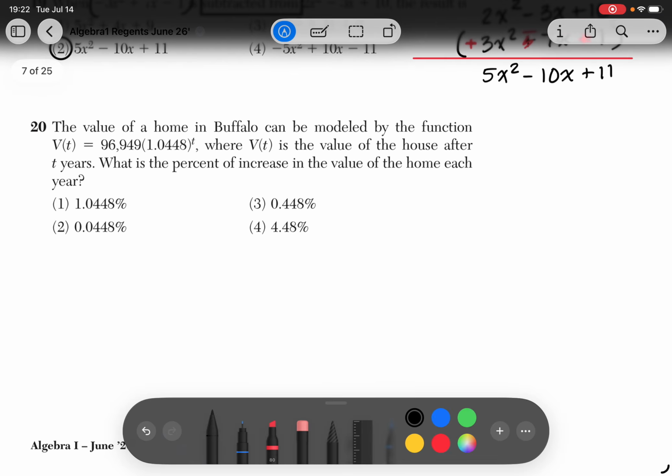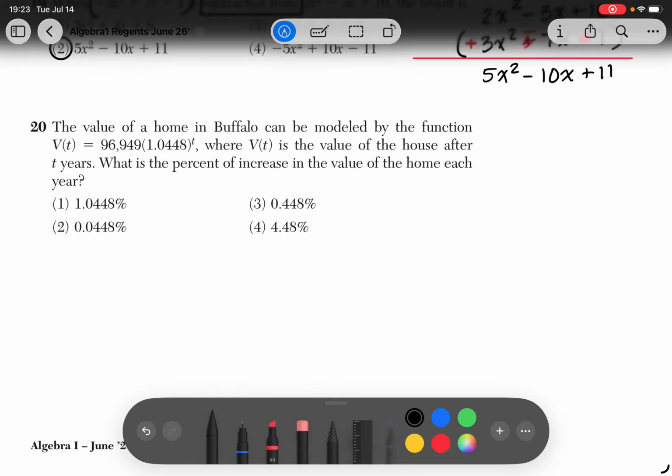Question number 20. So the value of a home in Buffalo can be modeled by the function v of t equals 96,949 times 1.0448 raised to the power of t, where v of t is the value of the house after t years. So what is the percent of increase in the values of the home each year?